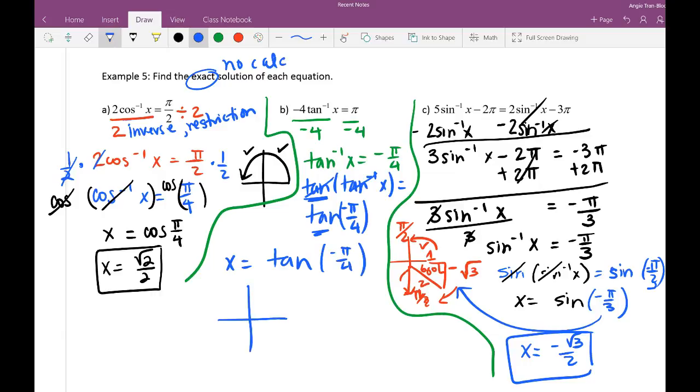Tangent of negative pi over 4 is over here in quadrant 4, so it's going to be a negative answer because you're in quadrant 4. And tangent of any multiple of pi over 4 is going to be negative 1.